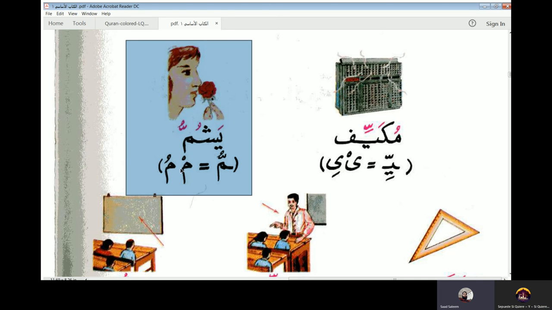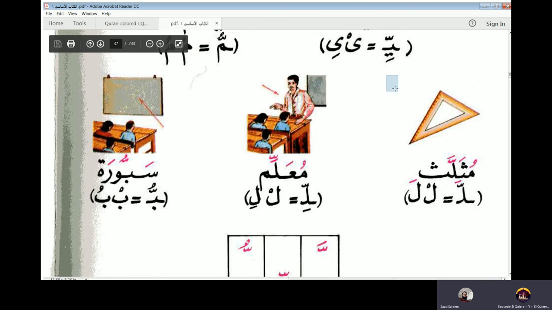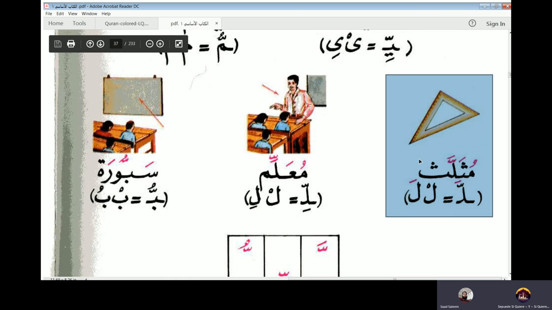Smelling. Yes, smelling. And Shadda on Meem here means? Meem first, Sukun, Meem Sukun and Meem Dhamma. The first is a Meem Sukun. We have two. Mutalasun, mutalasun. The first lam, you have two lams. First lam Sukun, second lam Fatha.